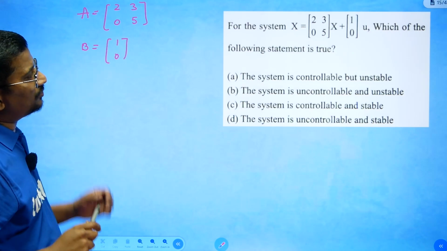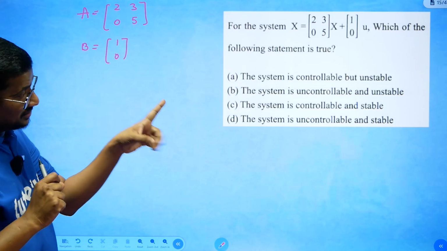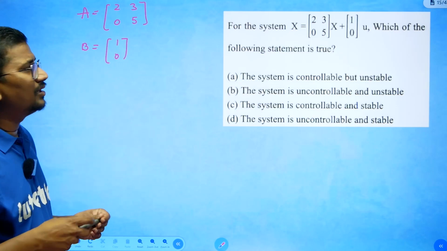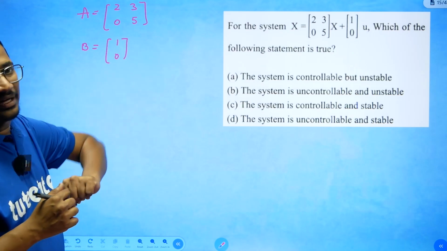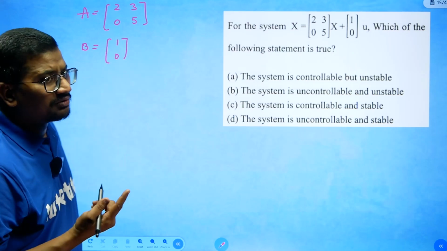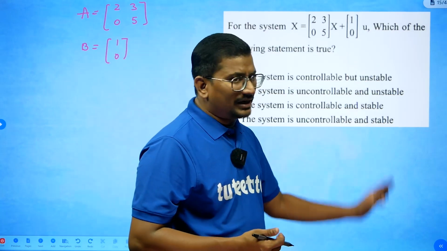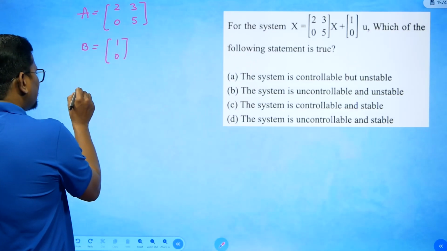Now we need to check whether it is controllable and unstable. Stability they are asking. First, for stability purposes, let us calculate the characteristic equation. Once you know the characteristic equation, we can get the poles of the system. Once you know the poles of the system, we can comment straight away. What is the characteristic equation relation?